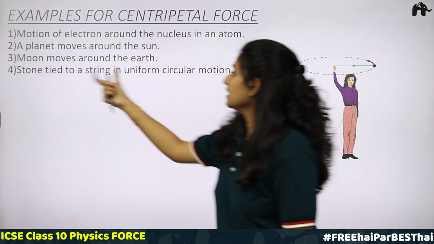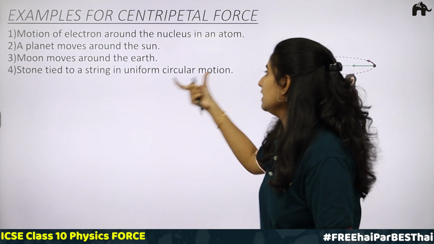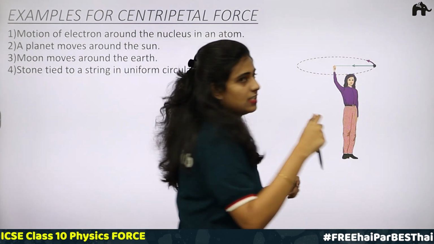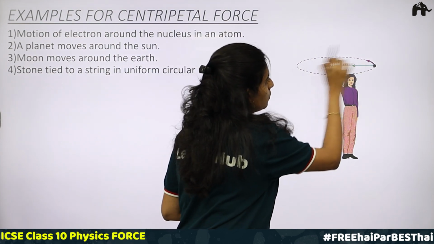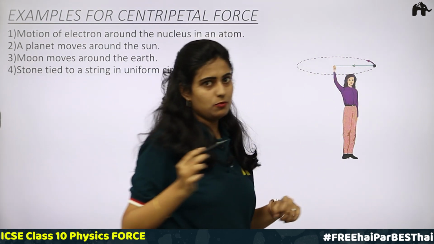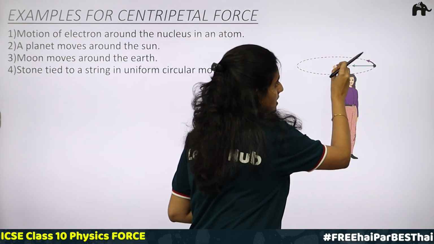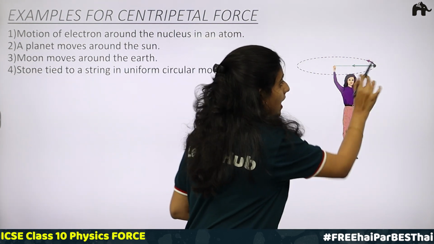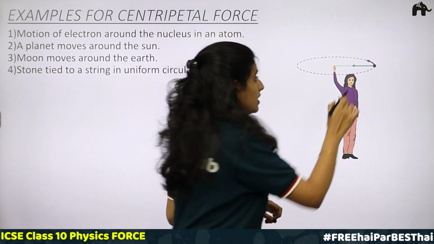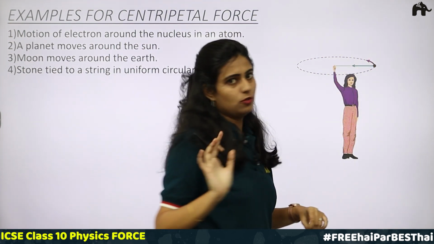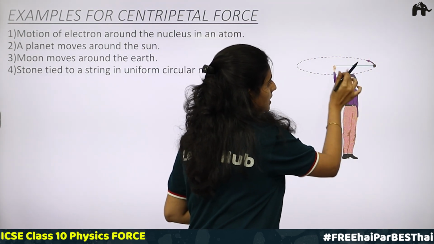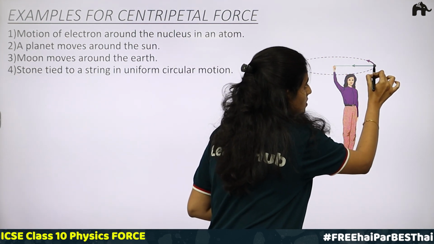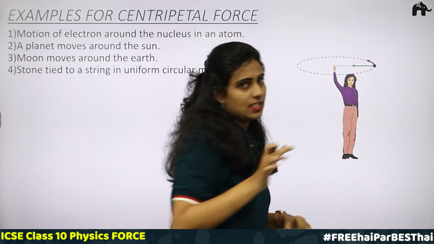Fourth example is the stone which is tied to a string in a uniform circular motion. A stone is taken and it is tied to a string and it is made to move in a uniform circular motion. Here, when the string is left, what happens? The stone will fall down, that too tangentially. When tangent is drawn, it is the direction of motion. Here, what happens? This string is experiencing a tension because of the stone.